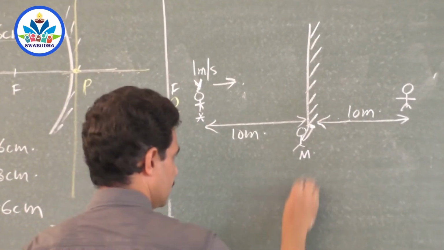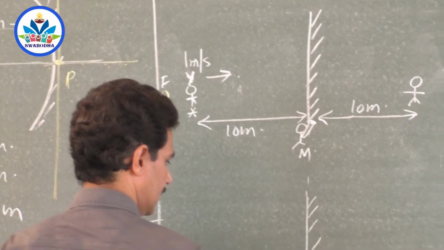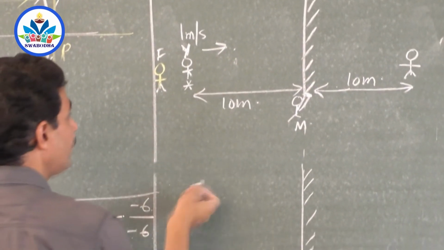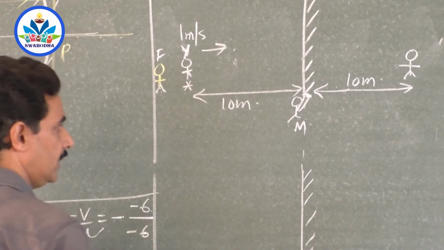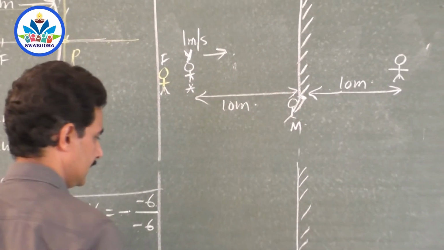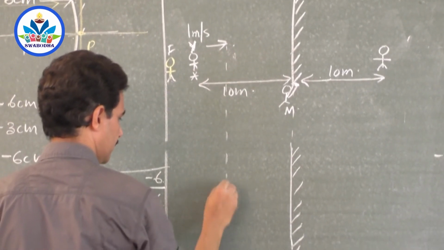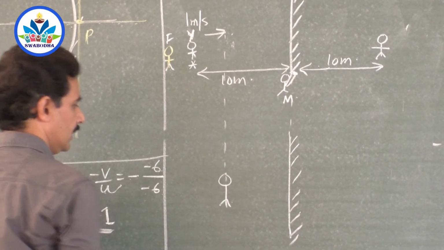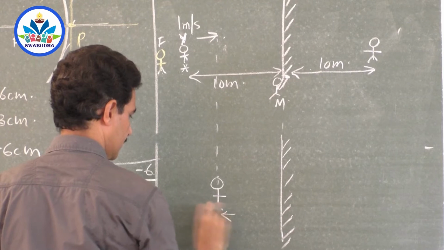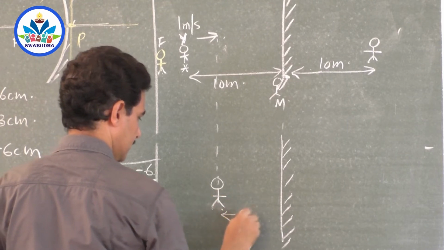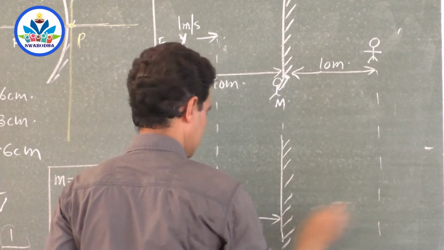Now what will be the situation after 1 second? Let us see what happens after 1 second. After 1 second, you will move by 1 meter forward, and the new distance is 9 meters. So you will move by 1 meter forward. Okay. So now your new distance is 9 meters, and your image also will move by 1 meter forward.